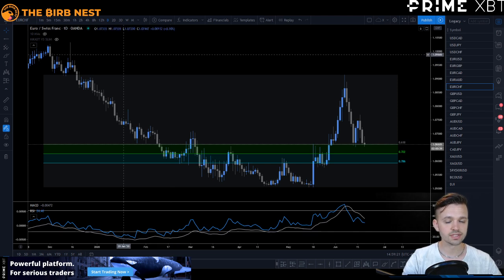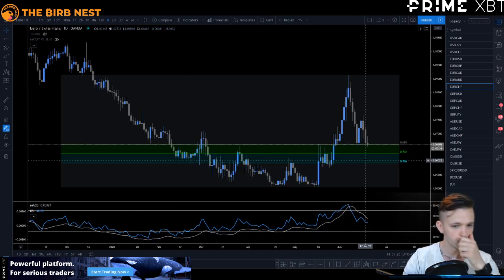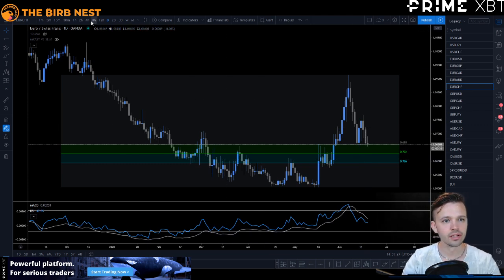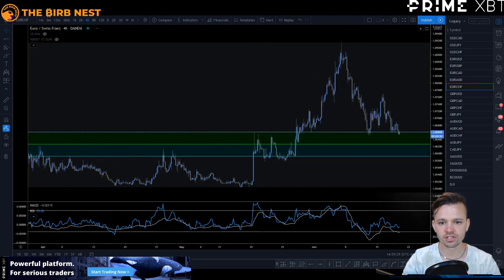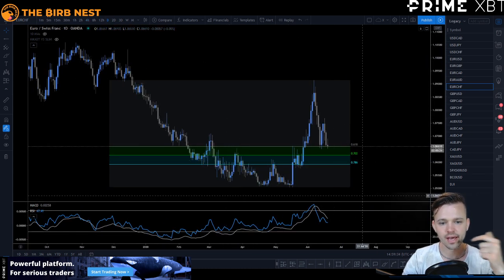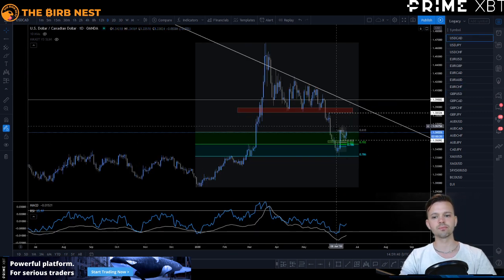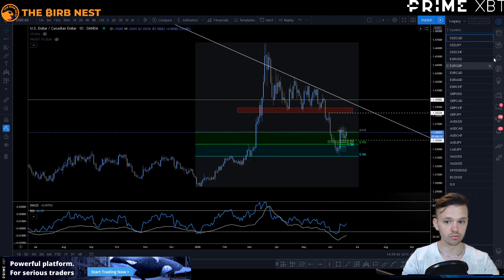Euro versus the Swiss here. Alright, so this one is looking good, right? I like the fact that we're testing the long RLC, but I want this one to actually enter the long RLC and show some bearish market structure inside the long RLC before I make it. Just like we got on USD CAD, right? Like this. Beautiful.